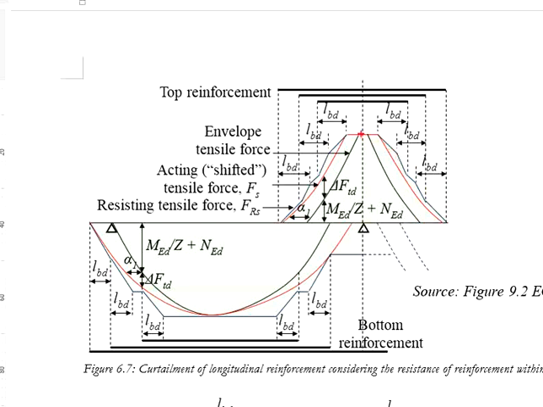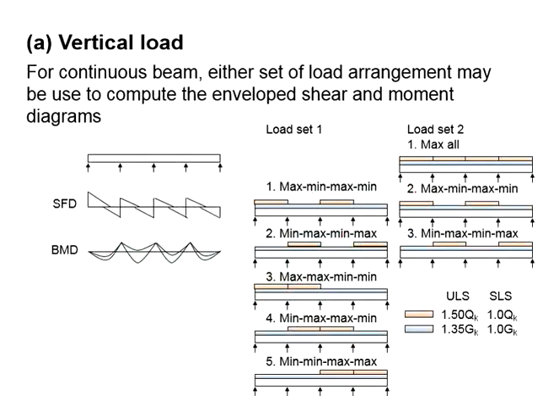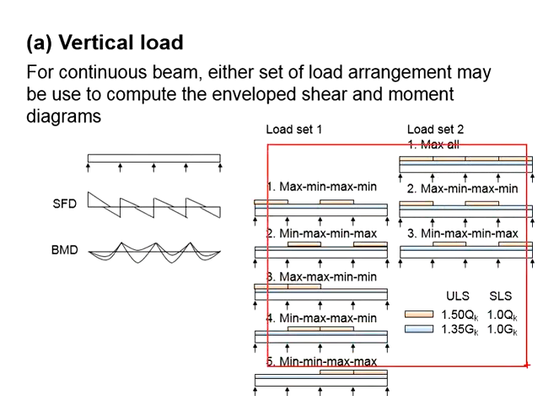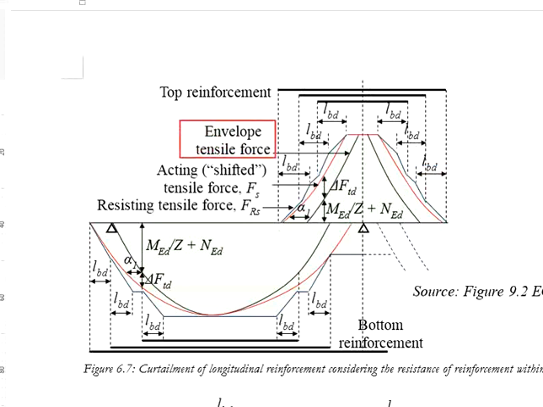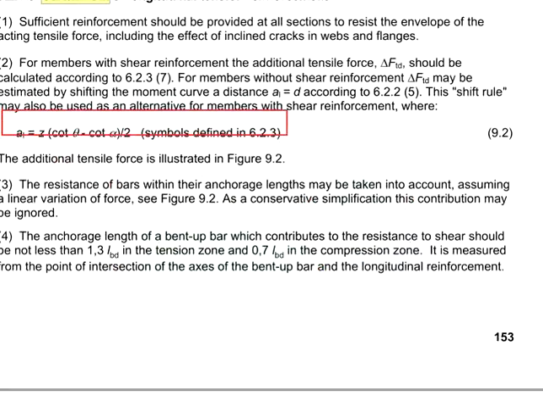That will give you the tensile force diagram. Because of the combinations of different types of load cases, we are referring to the envelope tensile force. Then you will need to calculate a shift of alpha 1 horizontally on both sides using the formulas given by the Eurocode in equation 9.2.